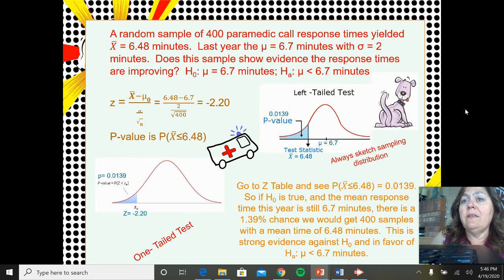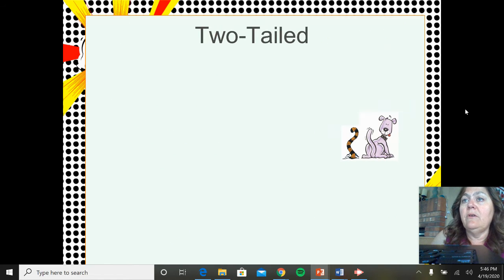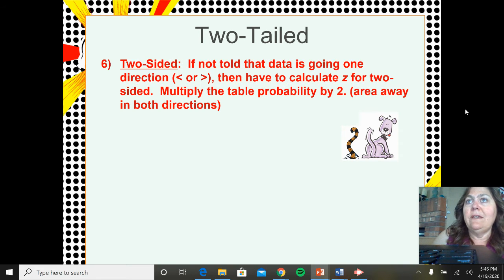Okay. All right, so this is called a one-tailed test because it just goes one direction, left or right. This one was left, it could go right. So what about a two-tailed test? Got this little doggy here with two tails, okay? Two-sided: if you're not told in the problem anything about less than or greater than, then we have to calculate it for two-sided, not equal to, okay?